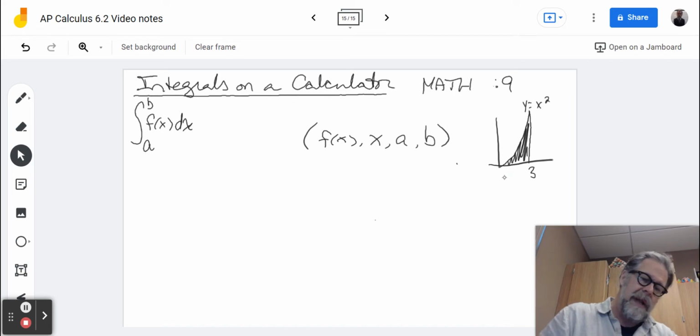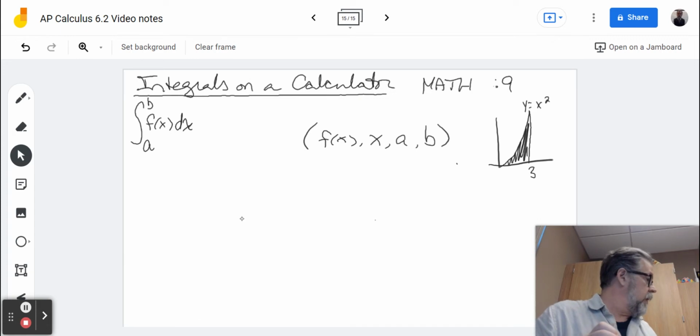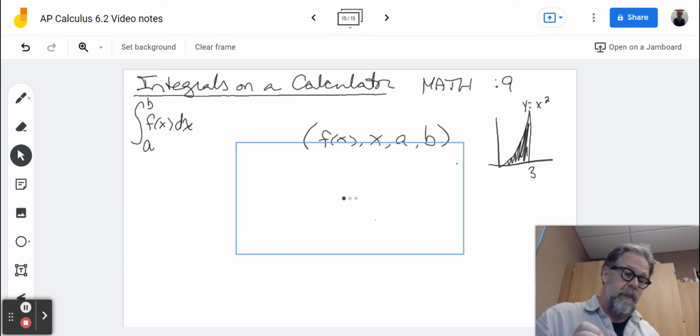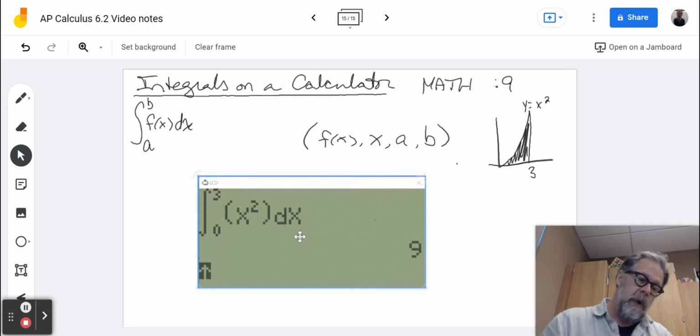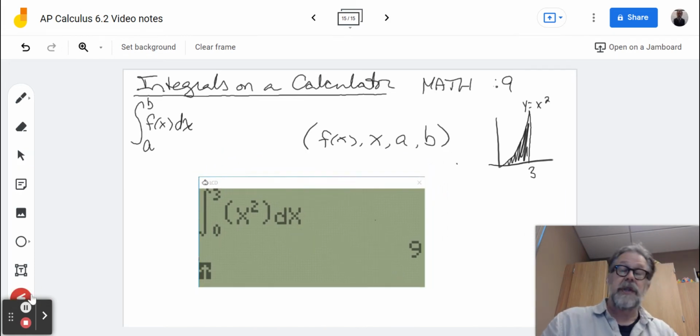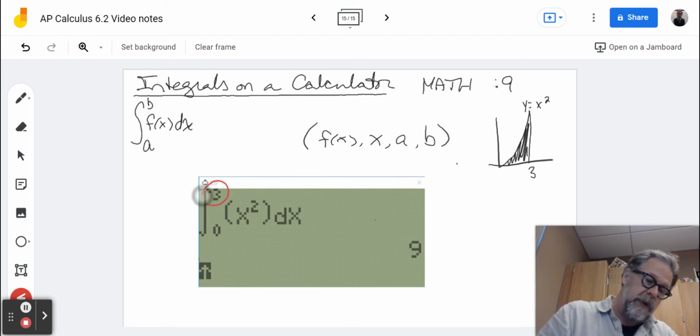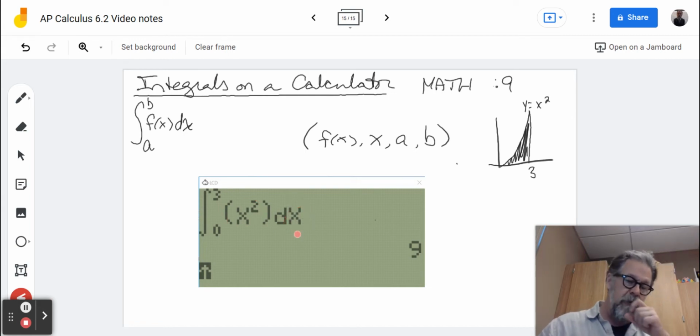All right, excuse me. So that is the TI-83 calculator. The TI-84 calculator has something called MathPrint. And MathPrint is just basically what it sounds like, which is, wow, isn't that beautiful? Looks exactly like you'd write it on paper. So there's our lower bound, there's our upper bound, there's our function, and there's our variable of integration.